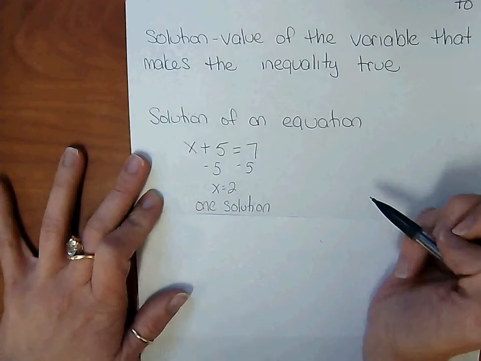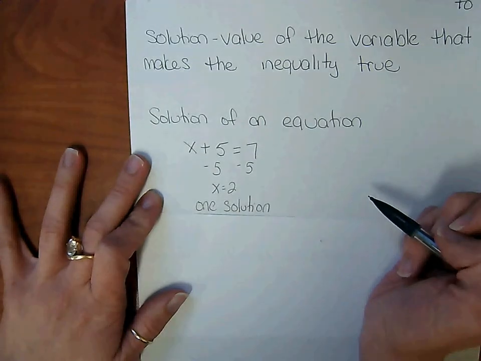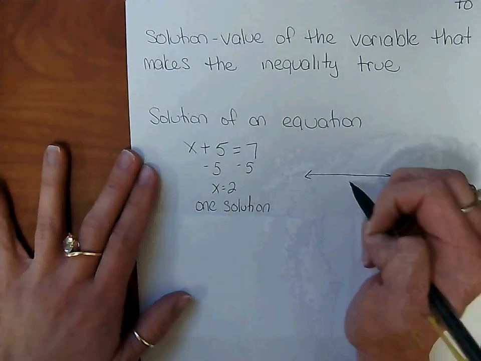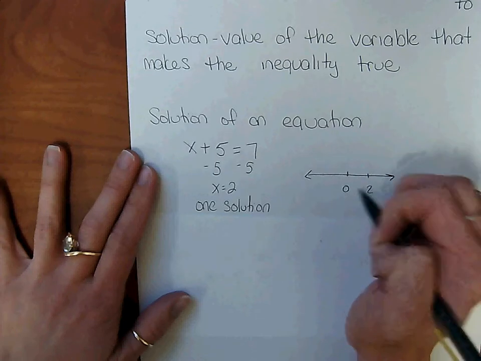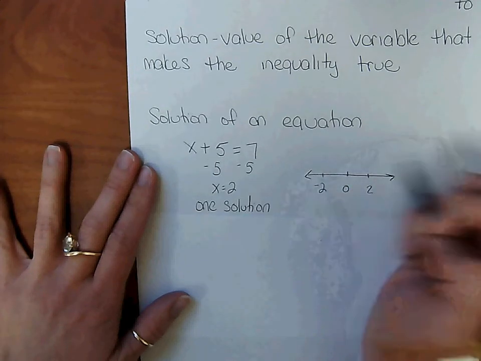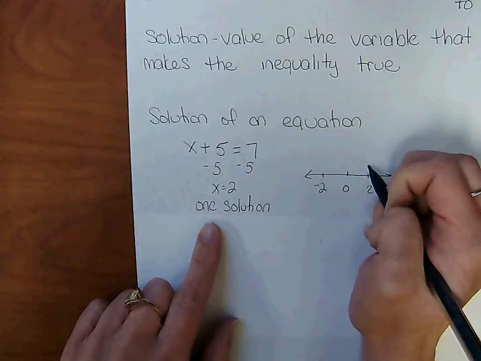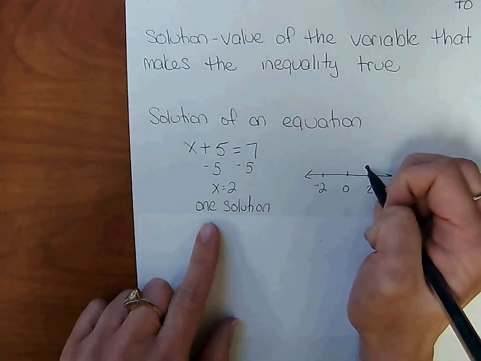Since there's only one solution, we don't need to graph or show that on a number line. I'm going to do it here just to demonstrate again what it means to be a solution. So on my number line, I'm going to have -2, 0, and 2. And since 2 is the solution, I'm going to put a solid dot over the 2 because it is the only solution there.